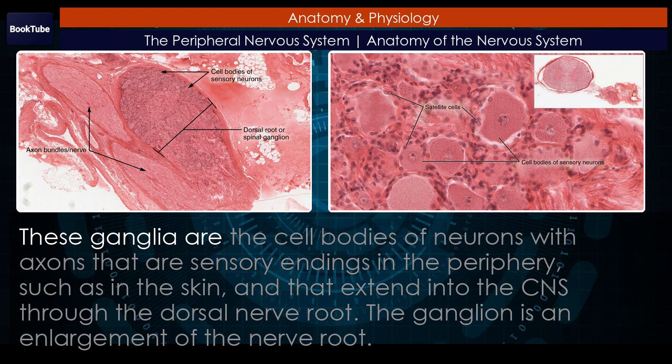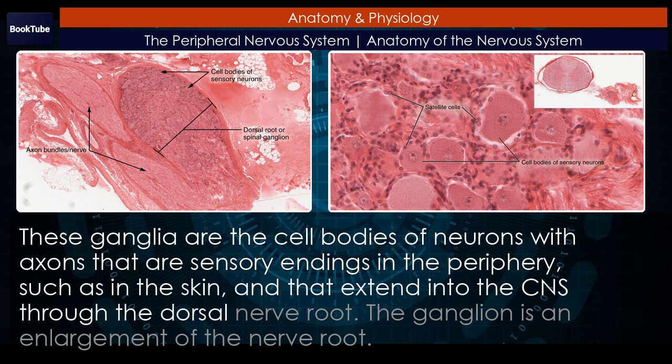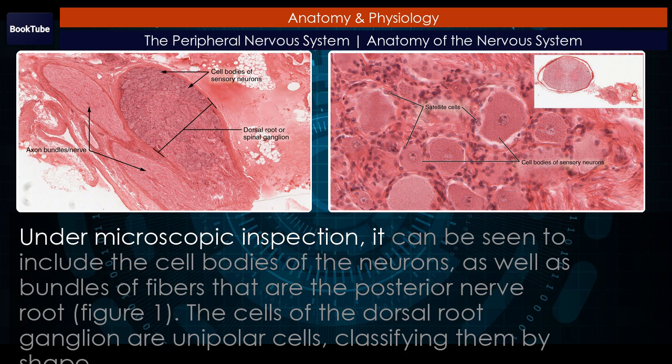These ganglia are the cell bodies of neurons with axons that are sensory endings in the periphery, such as in the skin, and that extend into the CNS through the dorsal nerve root. The ganglion is an enlargement of the nerve root. Under microscopic inspection, it can be seen to include the cell bodies of the neurons, as well as bundles of fibers that are the posterior nerve root.